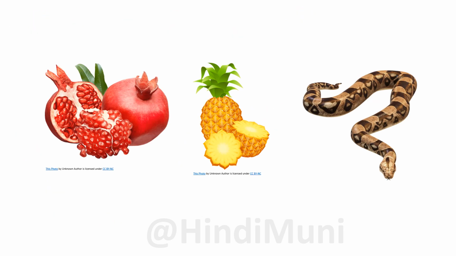Now let's look at some example words. The first one is, this is an apple. In Hindi, it's called, oh, sorry, this is a pomegranate. And in Hindi, it's called anar. Just for reference, it is written this way in Hindi. A na r. Anar. That is pomegranate.